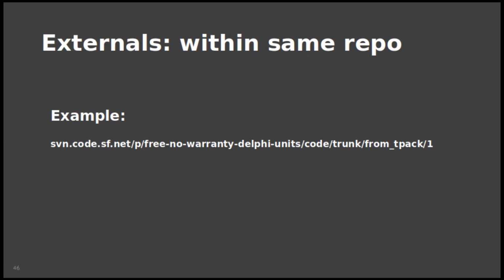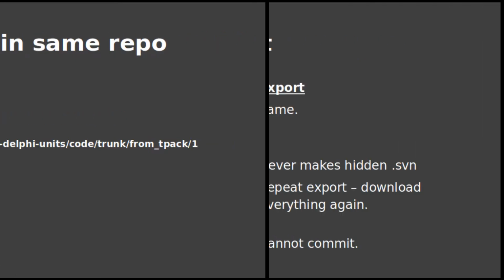It is impossible to use the externals feature to copy in files within the same repo. An example on SourceForge is listed on the slide. The use case was where a single file from our TPACT product was needed in multiple outside projects. This technique lets those projects external in that single file without the overhead of the entire repo.